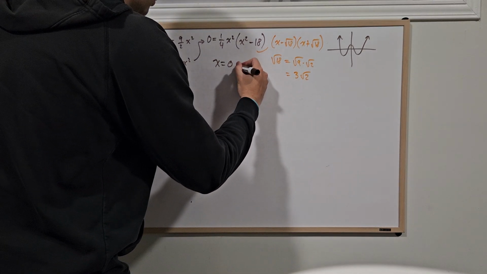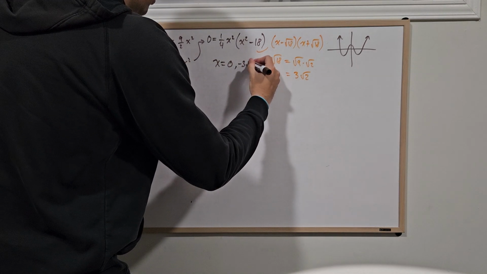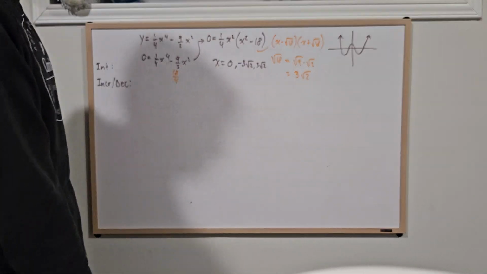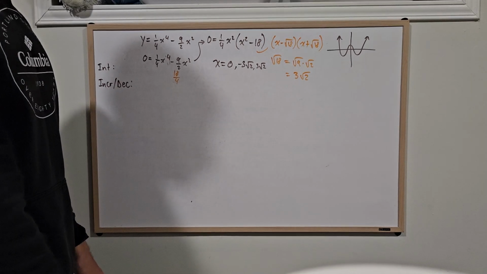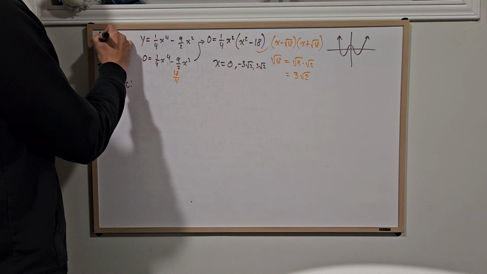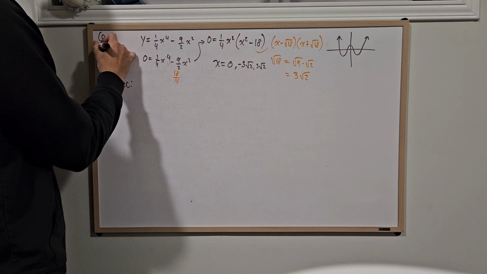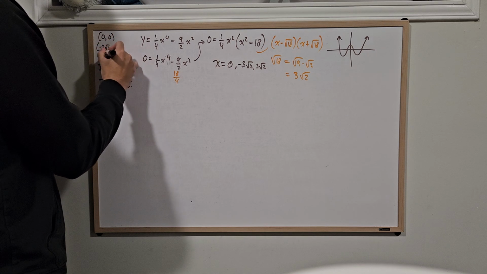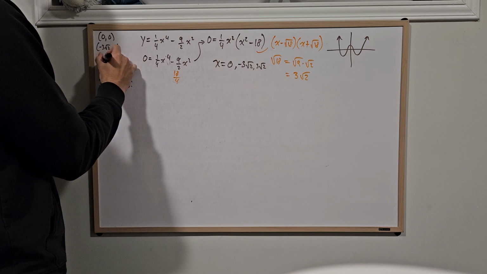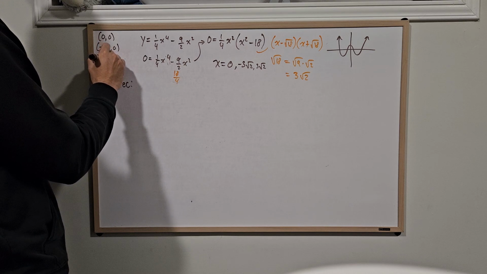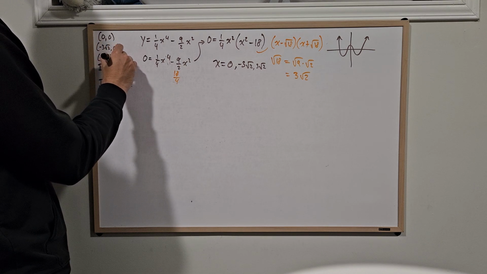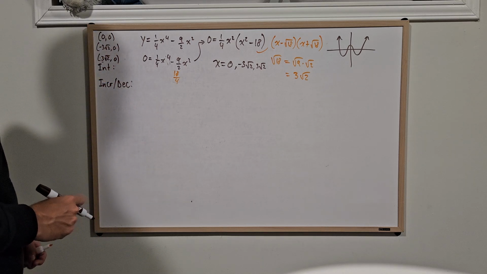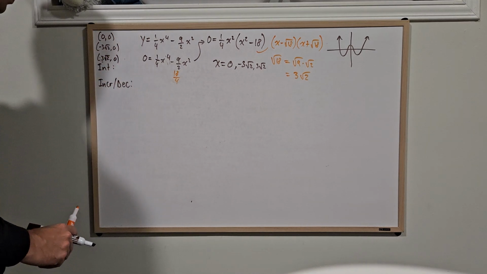Negative 3 root 2 and positive 3 root 2. These are our intercepts over here. So I'm going to write those points up here. We have point 0, 0. We have point negative 3 root 2, 0. And we have positive 3 root 2 and 0. Those are the intercepts up there. Perfect.